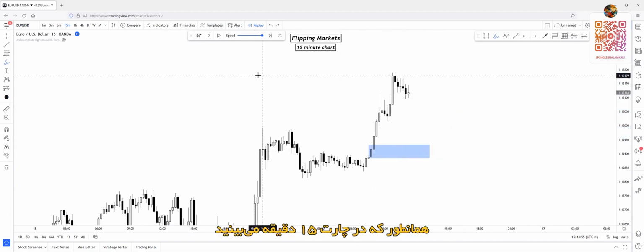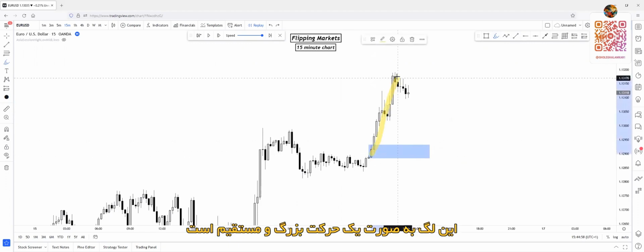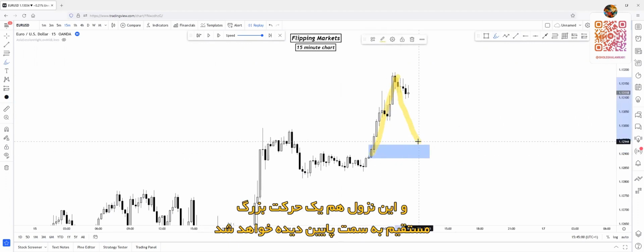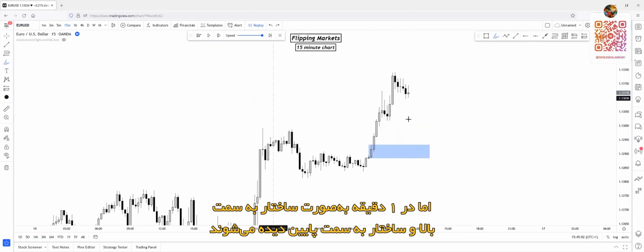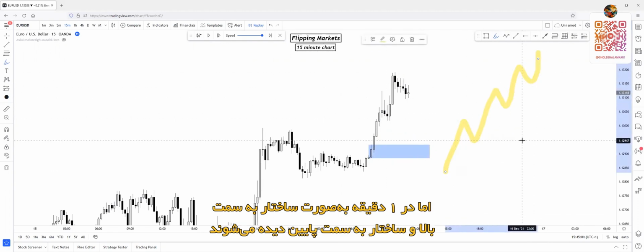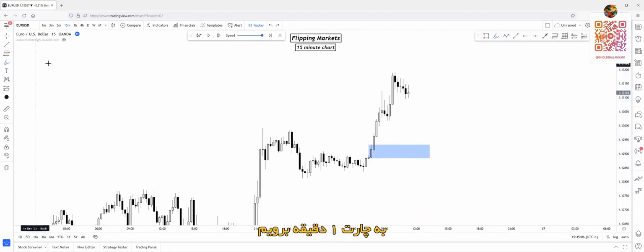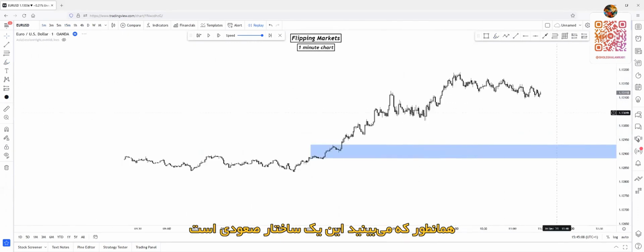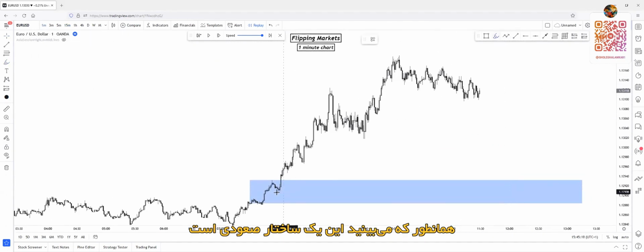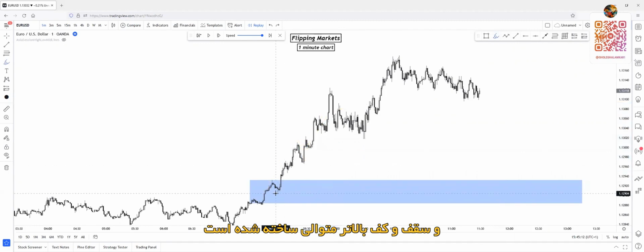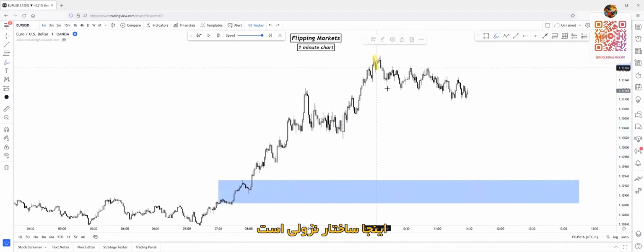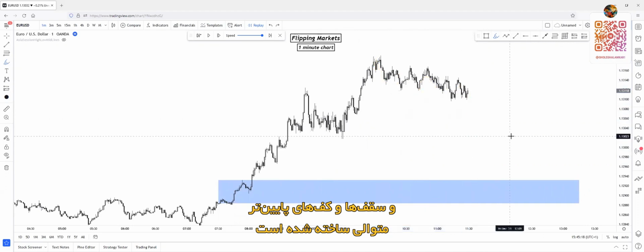Okay, so as you can see on the 15-minute chart, this looks like just one big leg, and this will look like just one big leg to the downside. But on the 1-minute chart, it will look like structure to the upside and structure to the downside. Let me just switch to the 1-minute chart. So as you can see, this is really just bullish structure, creating a series of higher highs and higher lows, and the downside structure is bearish, creating a series of lower lows and lower highs.